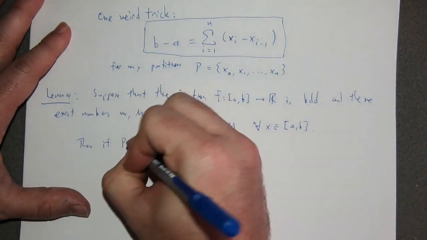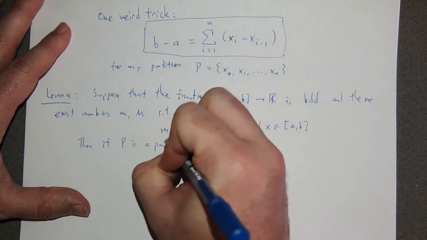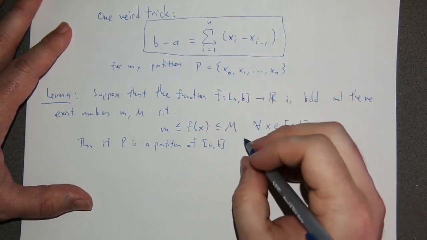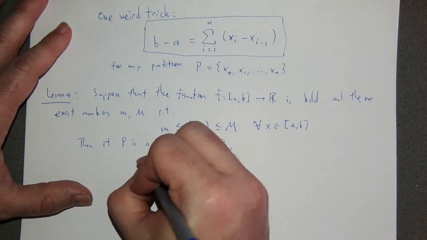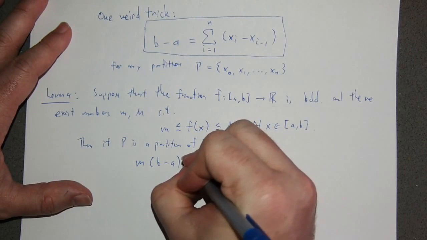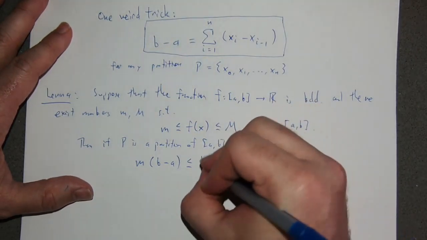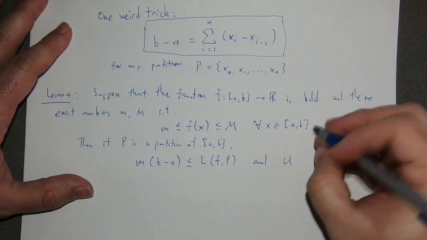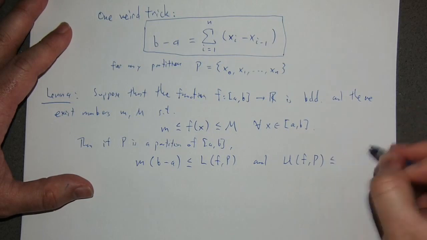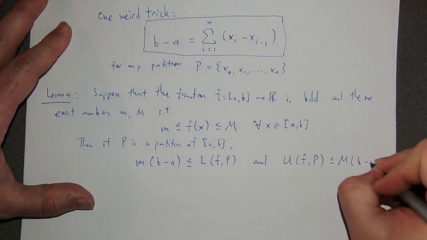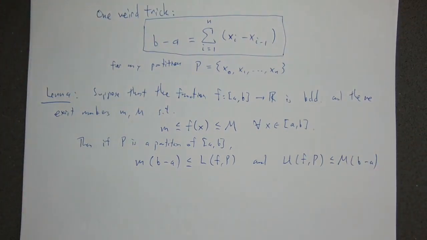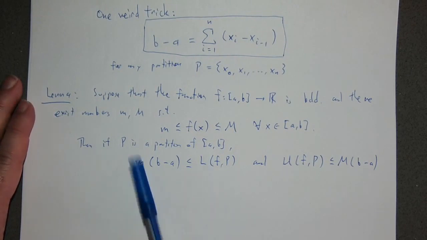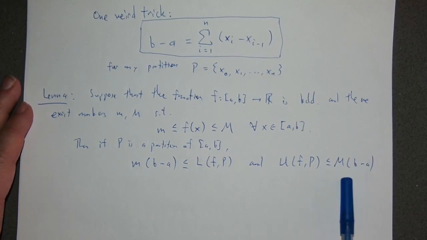Then if P is a partition of [a, b], little m times b minus a is less than or equal to the lower Darboux sum of f on the partition P, and the upper Darboux sum is less than or equal to big M times b minus a. So what this is saying is that the lower Darboux sum is bounded below by the lower bound of f times the length of the interval, and the upper Darboux sum is bounded above by the upper bound of f times the length of the interval.